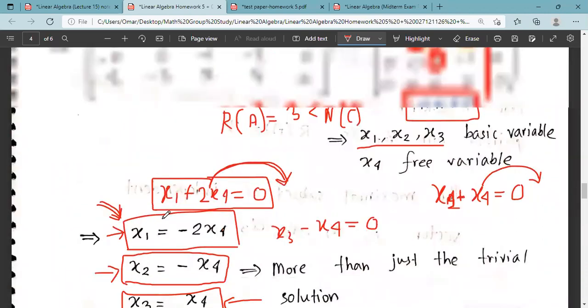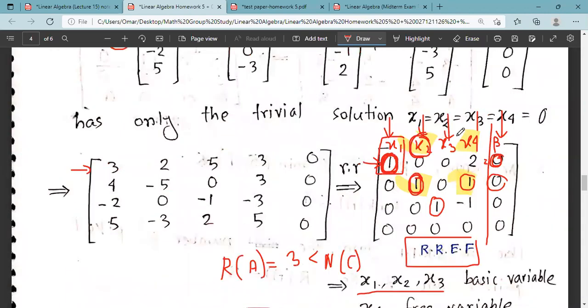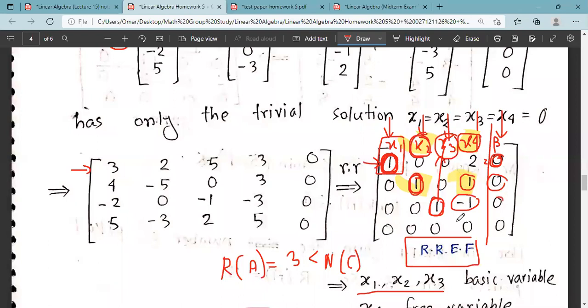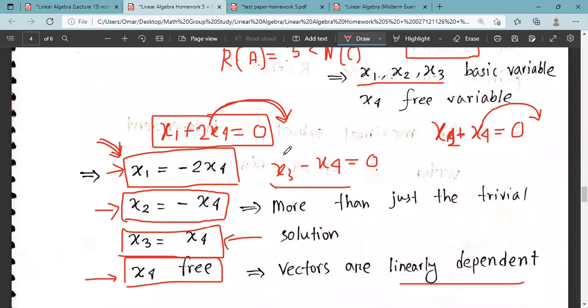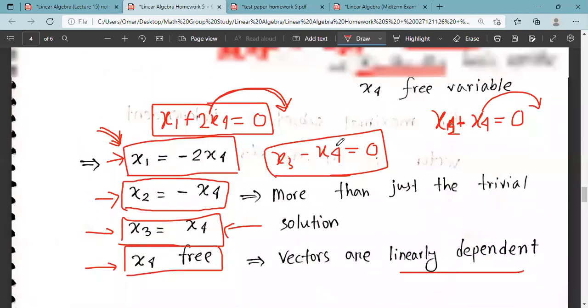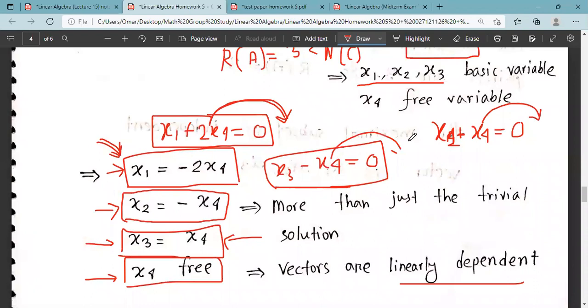And the same goes for the third row. We have x3 here, so 1 multiplied by x3 is x3, and then minus 1 multiplied by x4 is minus x4. So x3 minus x4, and on the right side we have 0. So x3 minus x4 is equal to 0. If you take x4 to the right side, you will get x3 is equal to x4.